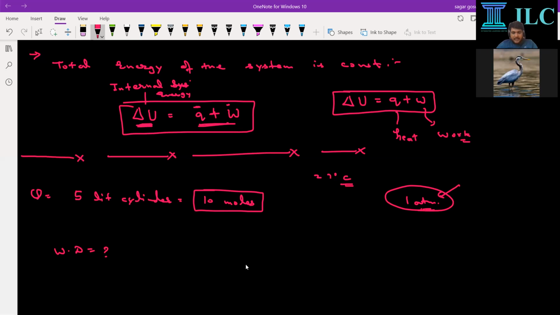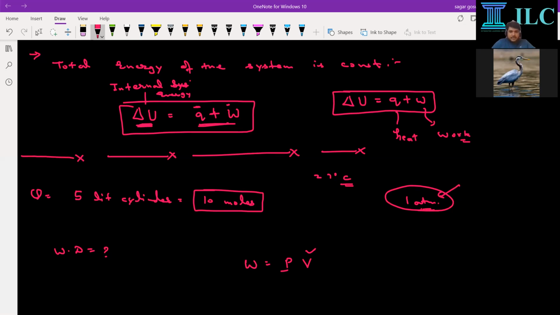So work done means pressure times volume, but pressure you know, and they haven't given you the V. So what should you do? Actually, see, you have to find out the delta V, from the initial volume and the final volume. The 5 liter cylinder, 5 liter is the initial one, but the final one you don't know.